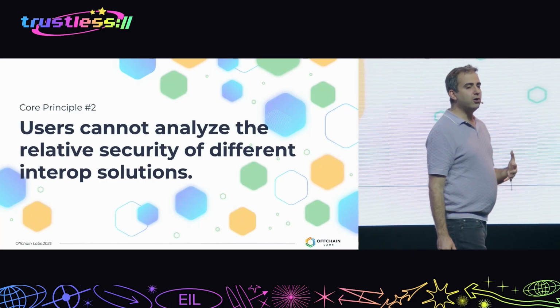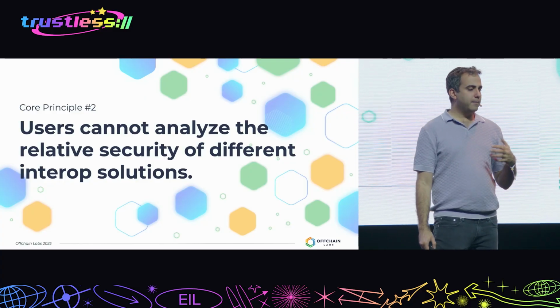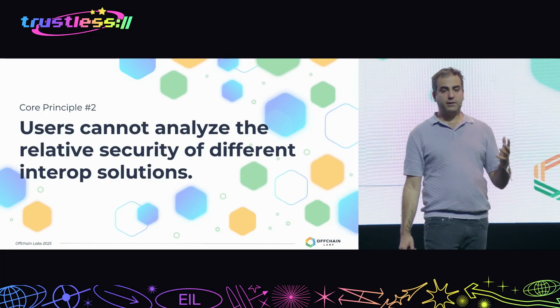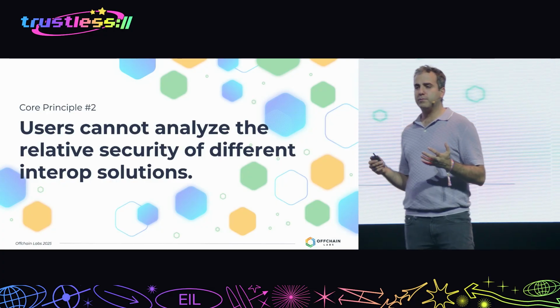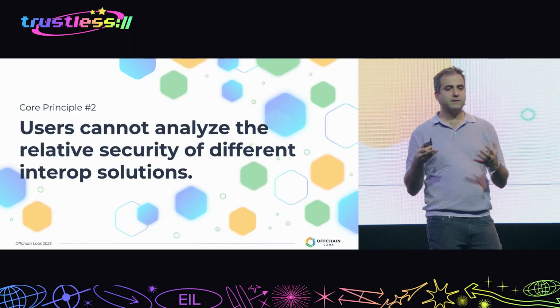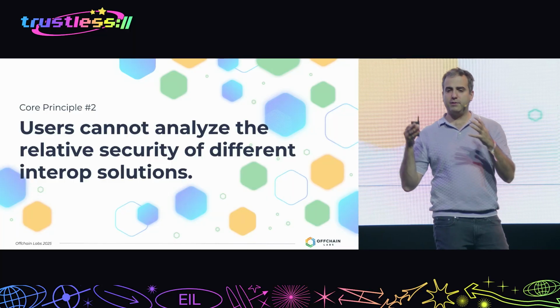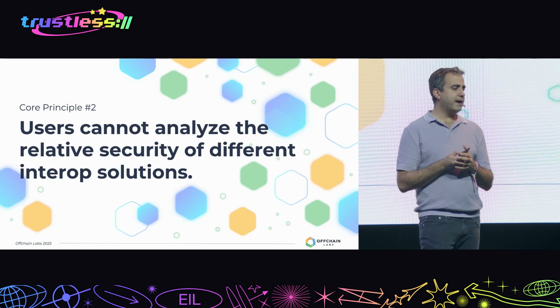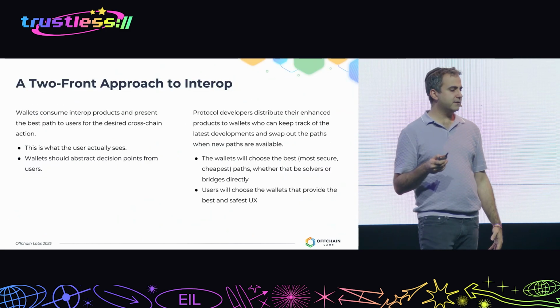And even if they could, users can't analyze the relative security benefits of different paths, right? We heard today a lot about EIL, but your average user, except for trusting the folks who are saying these things, isn't able to understand the difference between that and, say, an intent-based bridge or a native bridge. It's very opaque to many users. So how do we actually make sense of this?